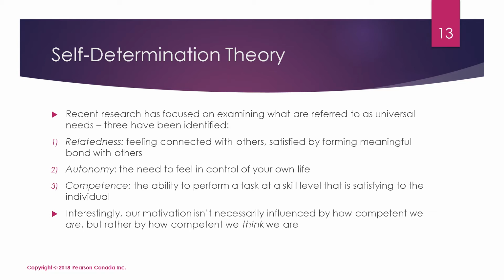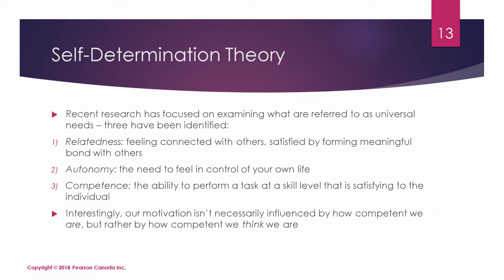The first is the need for relatedness, which is simply feeling connected with others and can be satisfied by forming meaningful bonds with others. That social motivation we were talking about earlier, that need to belong, is strongly related to this universal need of relatedness. The next is the need for autonomy, the need to feel in control of your own life. You want to be in charge, doing what you want to do and living your life the way you choose, and that would be related to your sense of autonomy.